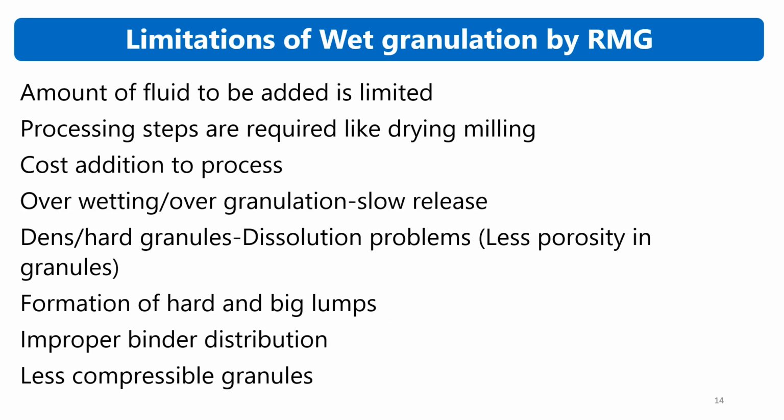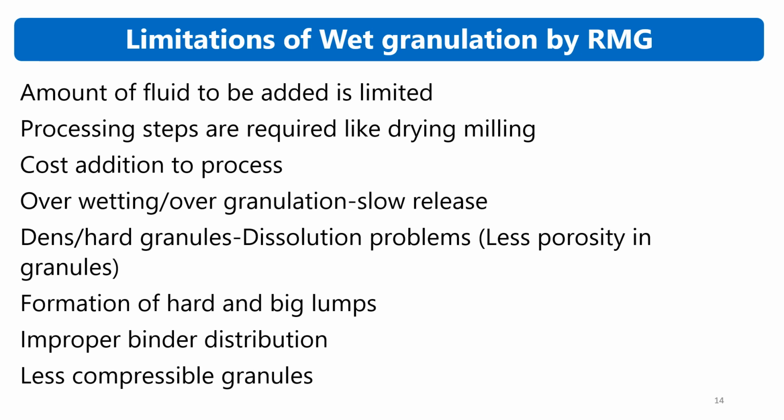Now RMG also has some limitations. The amount of fluid to be added is limited, as the dry mix material has a capacity to take up a certain fluid quantity. Based on capacity, you can add the fluid. But if you correlate this with top spray granulator or FBP process, then you can add much more fluid as there is a continuous drying process happening. But here the amount of fluid to be added is limited. Processing steps are required like drying and milling, which is a cost addition to the process.